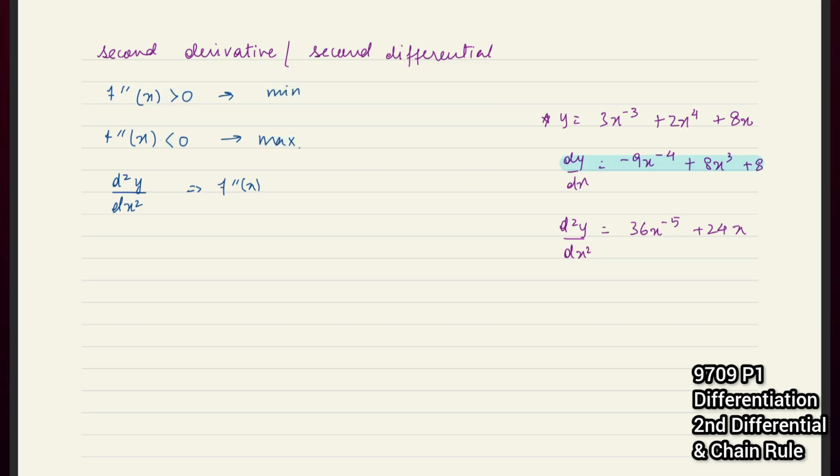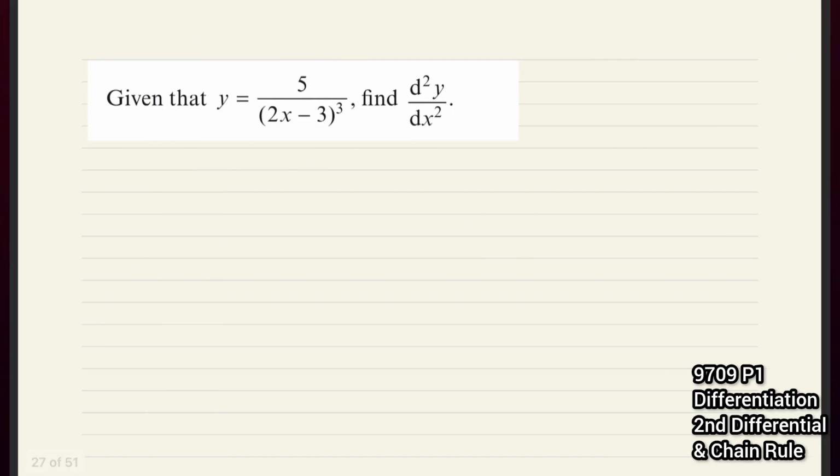Now let's do a question. Given that y is equal to this, find the second differential. The way we write f dash x for first differential, we write f double dash x for second differential. But for that, we first need to find out the first differential or dy by dx. Let's make this statement usable first. y is equal to 5 into 2x minus 3 to the power minus 3 because I take it in the numerator. I find out dy by dx first.